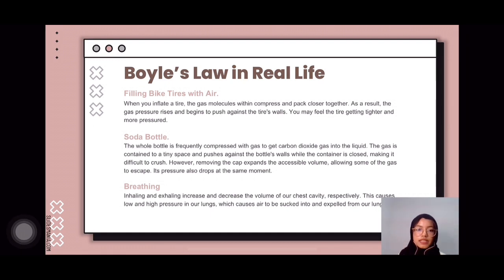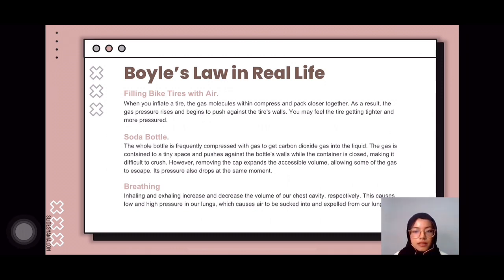Second is soda bottle. So the soda bottle is frequently compressed with gas to get carbon dioxide gas into the liquid. The gas is contained to a tiny space and pushed against the bottle's walls, while the container is closed, making it difficult to crush. So, removing the cap expands the accessible volume, allows some of the gas to escape. Its pressure also drops at the same moment.